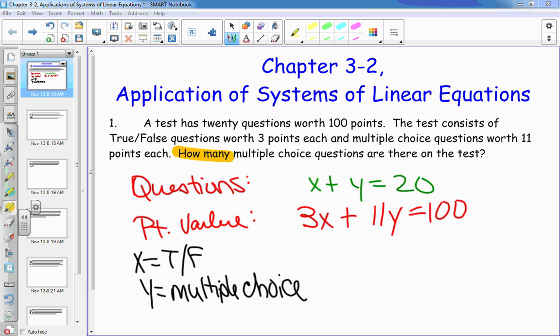Now, your goal tonight is to solve this system of equations and answer this question: how many multiple choice questions are on the test? So you have to find X and you have to find Y. Do we all understand that? You can use elimination or substitution. I don't care which method. Y'all with me?